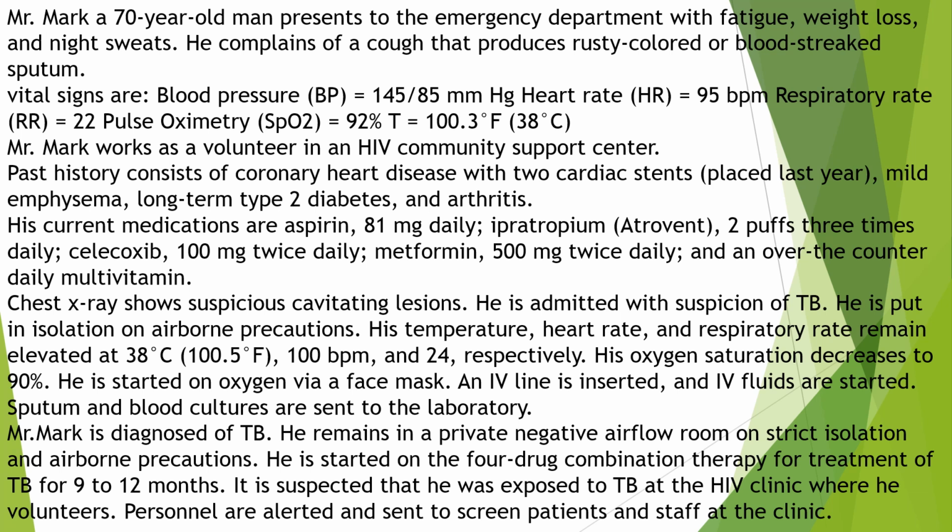He is started on 4-drug combination therapy for the treatment of TB for 9 to 12 months. So you know that for the TB patient, the 4 drugs are isoniazid, rifampicin, pyrazinamide and ethambutol. It is suspected that he was exposed to TB at the HIV clinic where he volunteers. So you know that HIV patients are more prone to get this TB infection. So personnel are alerted and sent to screen the patients and staff at that HIV clinic. Hope you understood the scenario.